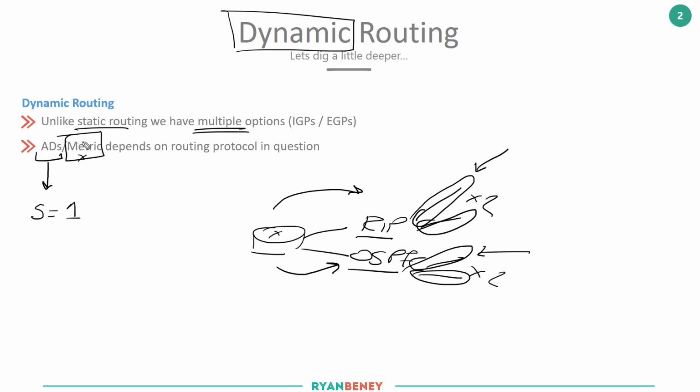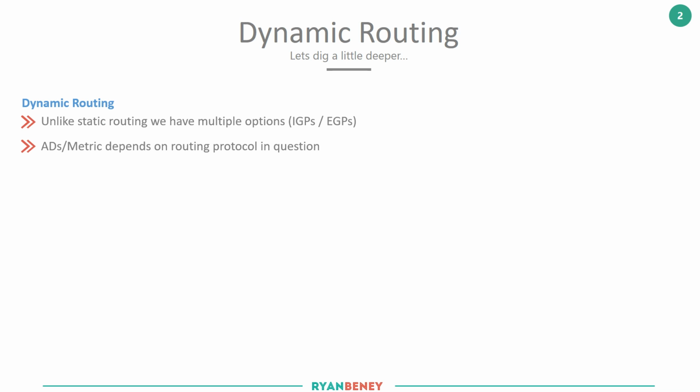So the metric and ADs, along with other options, give the router the ability to make the correct decision, and in turn allow us as administrators, as engineers, to have a lot of flexibility when it comes to building our networks. So we need to understand a few things. First, we need to understand why there are different metrics per dynamic routing protocol, why there are different ADs per dynamic routing protocol, and why having different metrics and ADs decides which path we take.